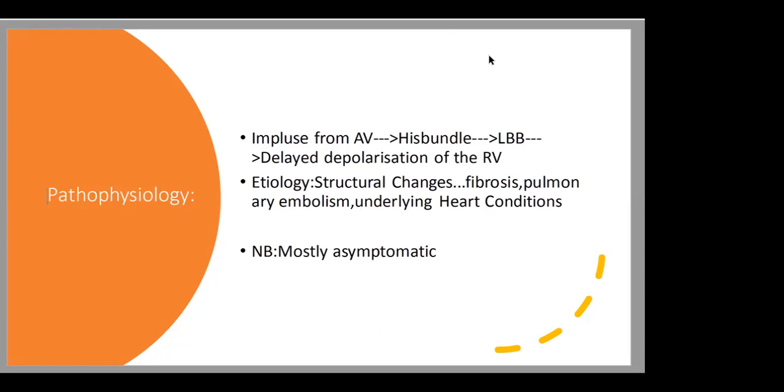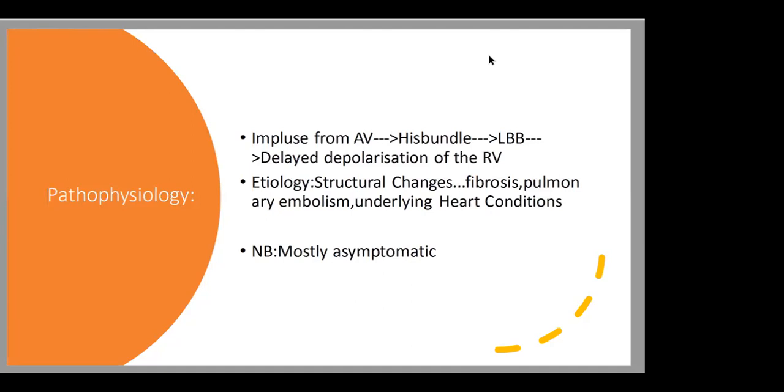Instead, it gets it from the left branch, which means the left ventricle contracts, and the right ventricle contracts a little bit later. That is why we have a prolonged, or rather a wide, QRS complex. I repeat, you have a block on the right side. The impulse will have to go via the left side, then come to the right side.